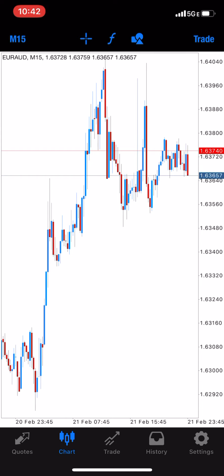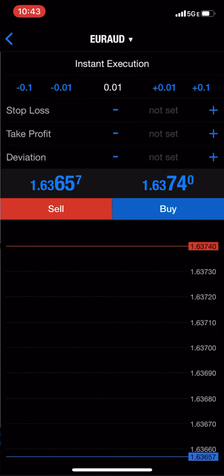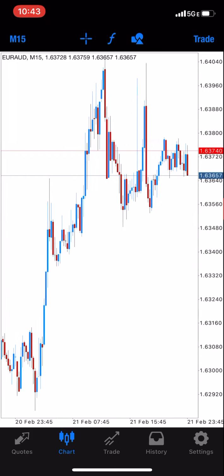And one other thing to make a quick observation of, you see the two lines that are on the screen right now? One of them is a gray color, and there's a price on the right that says 1.63657, whereas the other is red, and that says 1.63740. Those two lines represent the spread. So if I were to click trade, and if I were to buy right now, that red line is showing us the price that I would actually be buying into the market at.